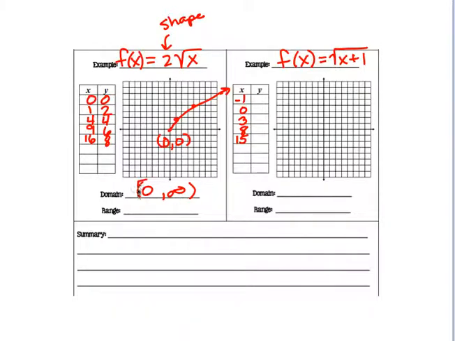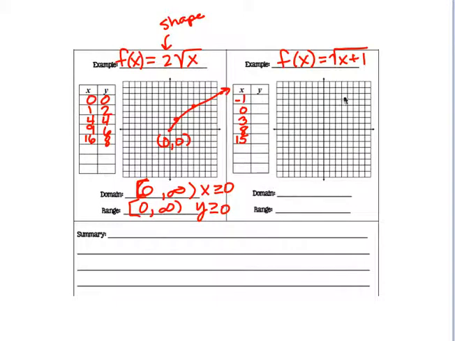And I should use a bracket here, not a parenthesis. The reason I use a bracket is because the 0 is included, because x can be 0. And then the range would also be 0 to infinity. And again, if you don't like the interval notation, you can simply say x is greater than or equal to 0, and y is greater than or equal to 0.